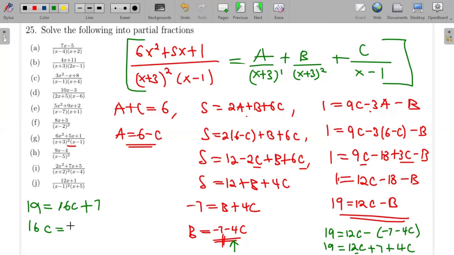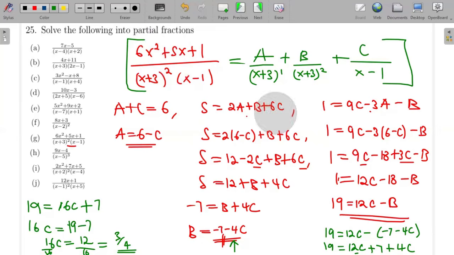16C is equal to what now? Is equal to 19 minus 7. So this would be equal to 12. So divide by 16, divide by 16. 4 into 12, that would be 3. 4 into 16, that would be 4. So that is what I have as my value of C.